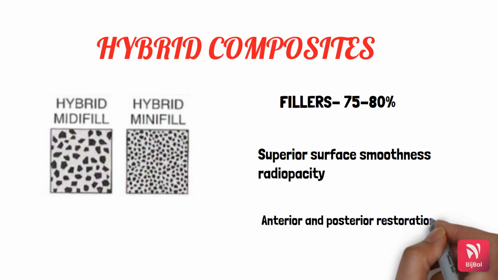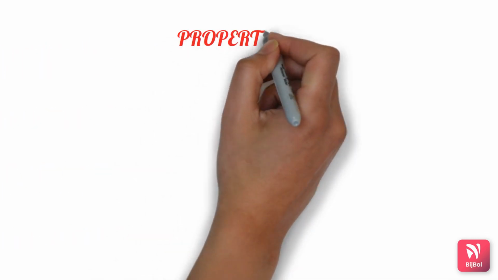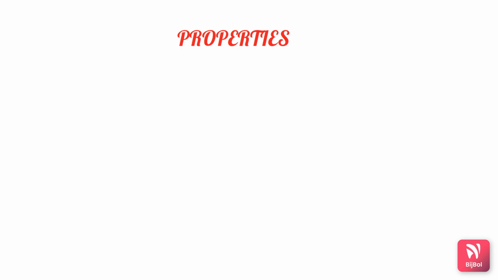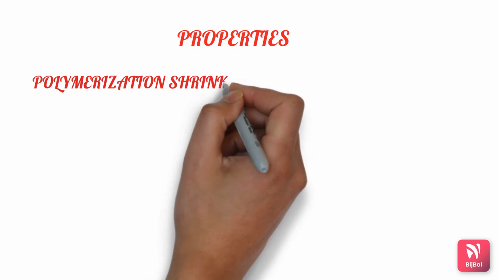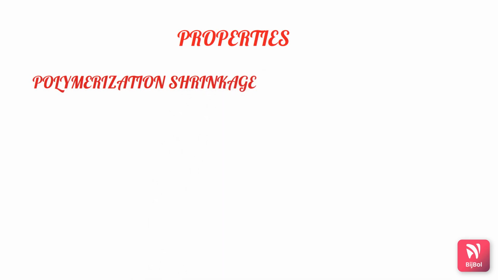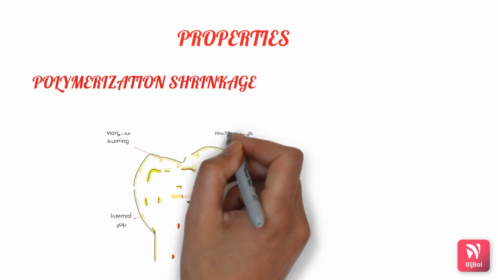If you observe the clinical considerations, they are usually suitable for anterior as well as posterior restorations due to their superior surface smoothness. Now we'll see the properties of the composite resin. First and foremost, we need to discuss the polymerization shrinkage in the composite resin.